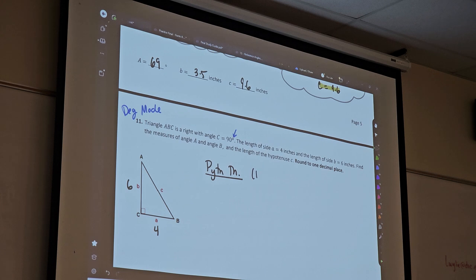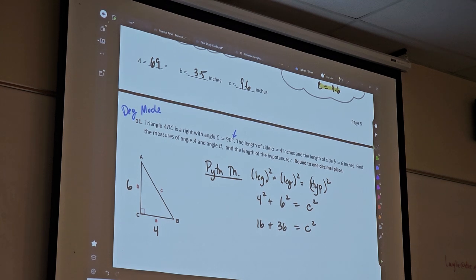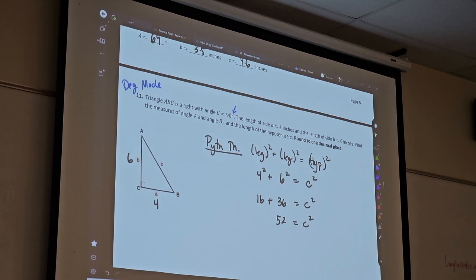Leg squared plus leg squared is my hypotenuse squared. So we've got 4 squared plus 6 squared is c squared. 4 squared is 16. 6 squared is 36. What is that? 6 and 6 is 12. I can't do math right now. 52? Is that right? Mm-hmm. Okay. Square root both sides. Square root of 52 is c, and I'm fine with you leaving it like that.